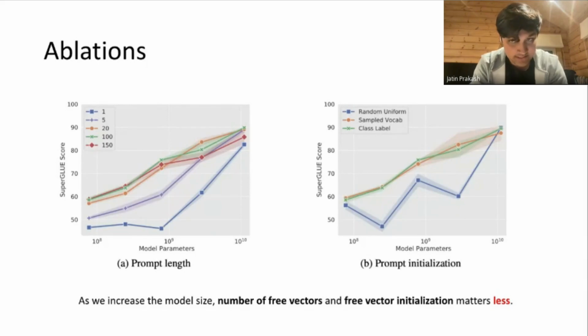So the summary is that the trend for initialization of the prompt vectors is that it is sensitive to initialization in smaller model sizes. However, as we increase model size, initialization of the prompt does not matter. And this is where I go back to the title of the paper, the power of scale in prompt tuning. So as you increase the scale, everything starts mattering less.